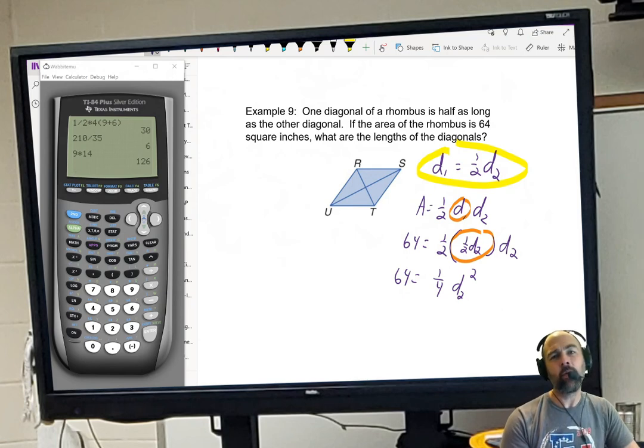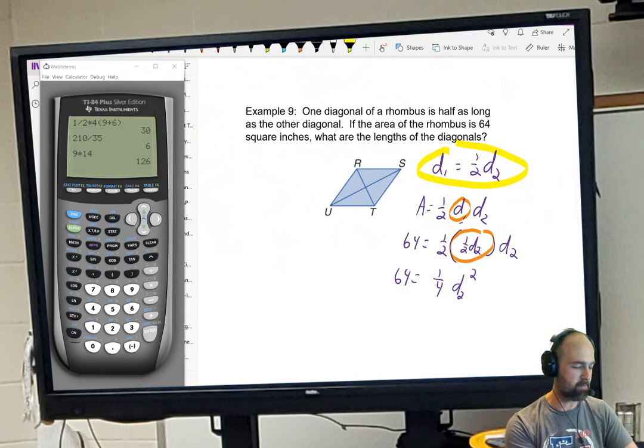Now, I really harped on this earlier in the year, talking about the difference between a squared versus a subscript. In this case, D1, D2, those 1s and 2s are written down low at the bottom. Squared is written up top, so you gotta keep track of this. This 2 down here is an identifier. It's saying it's the second diagonal. The 2 up top is an exponent, saying it is multiplied by itself. Now, to get rid of the 1/4, we're going to multiply both sides by 4. So 64 times 4 is 256 equals D2 squared. Take the square root of both sides, and I think that was 16.